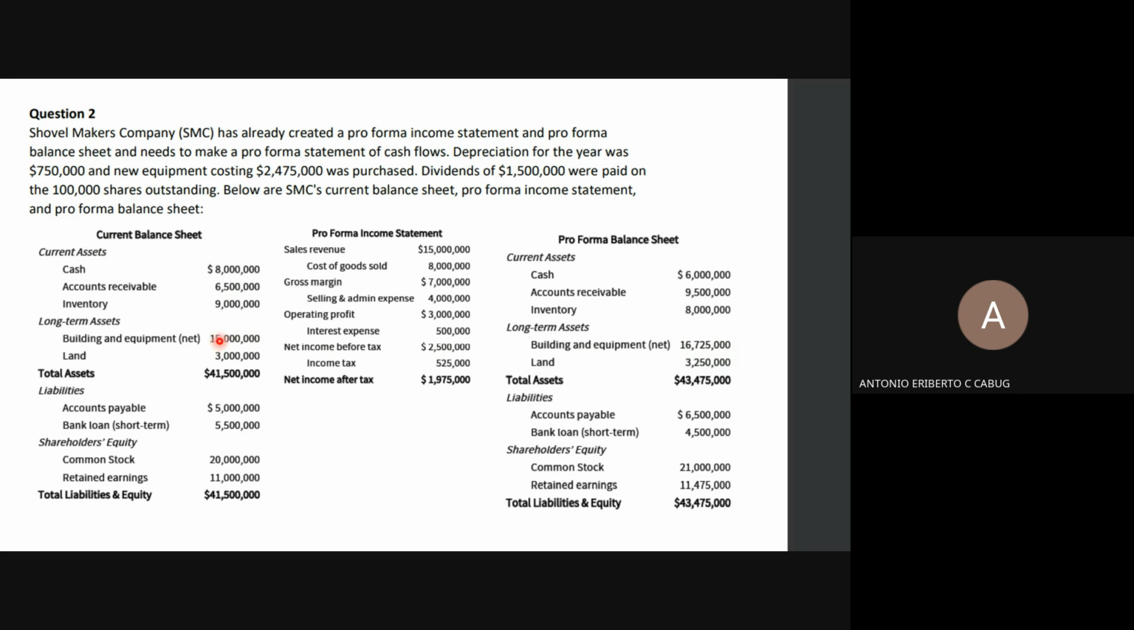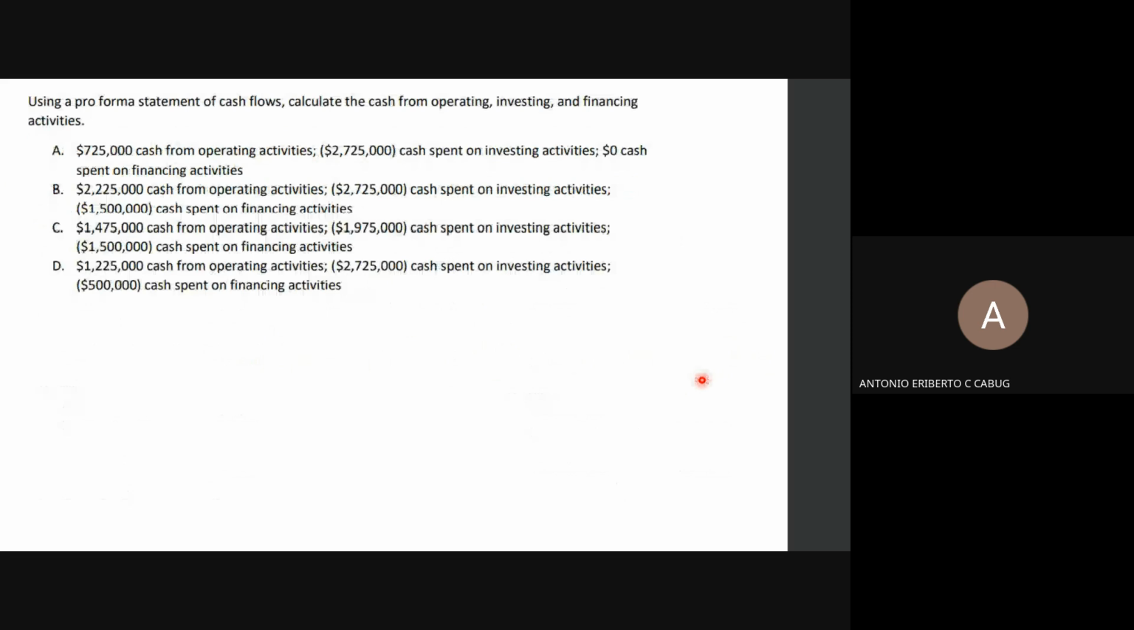15 million minus 750K is 14,250,000. If you add 2,475,000, it would tie up, no, to 16,725,000. So we are going to purchase new equipment worth 2,475,000. Okay na? And then your land went up by 250K. From 3M, we have purchased an additional land of 250K.